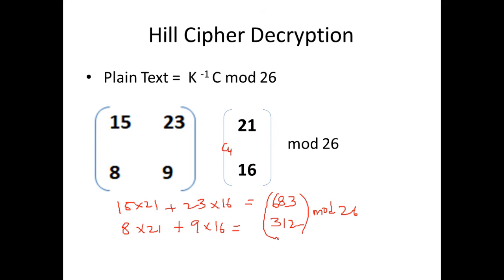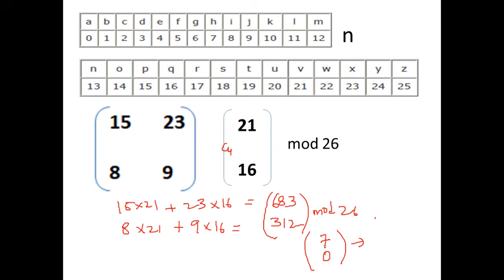So 683 mod 26 is 7, the remainder is 7. 312 mod 26 is 0. The corresponding alphabets for 7 and 0 are H and A. So we have retrieved our final pair of plain text.